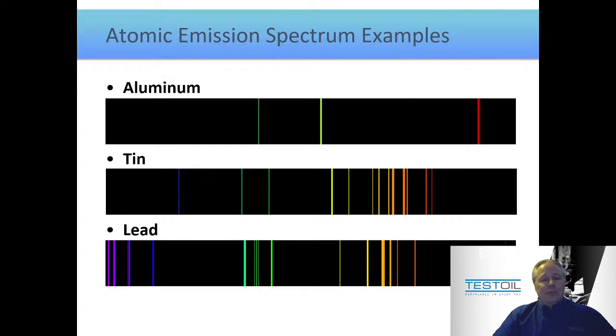And just to give you a little preview of what the instrument actually sees, it sees these unique bandwidths of light, different colors within the visible spectrum, and every element, like I said, has at least one unique bandwidth that we can focus on to identify it from other similar looking metals.